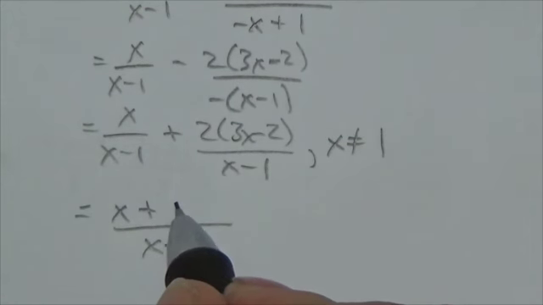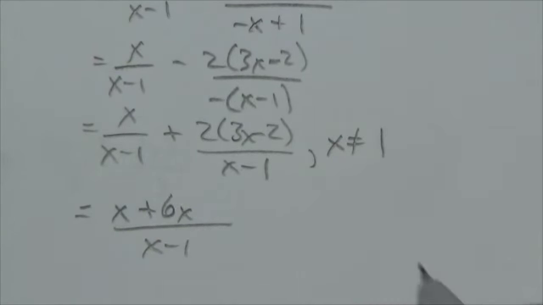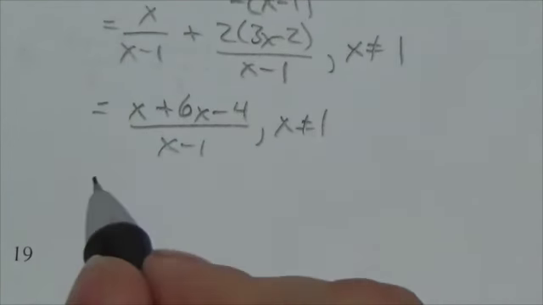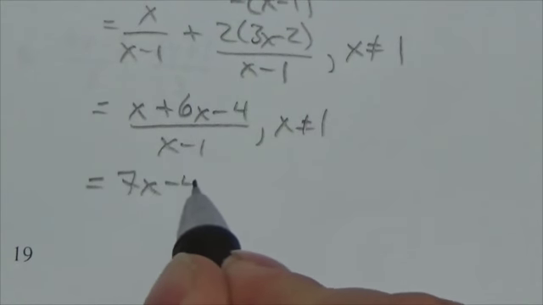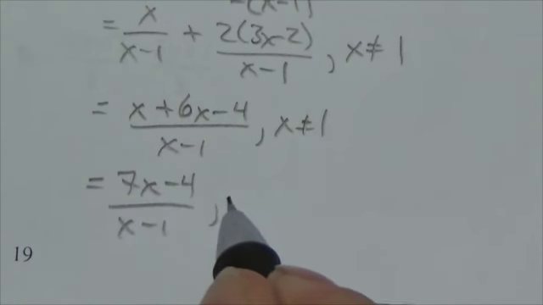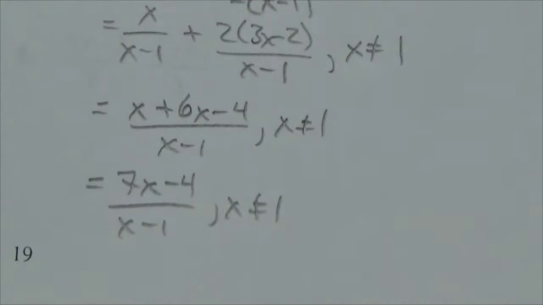So 2x times 3x will be 6x. 2x times -2 will be -4. Again, as long as x doesn't equal 1. And so we're going to get 7x minus 4 over x minus 1, as long as x doesn't equal 1.